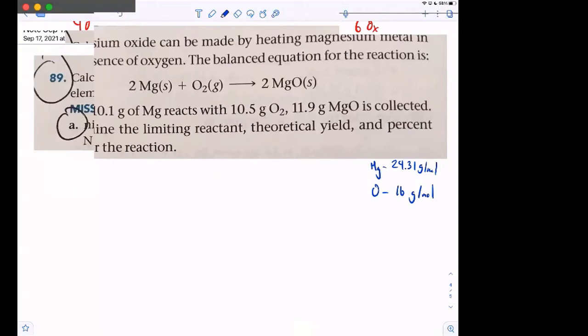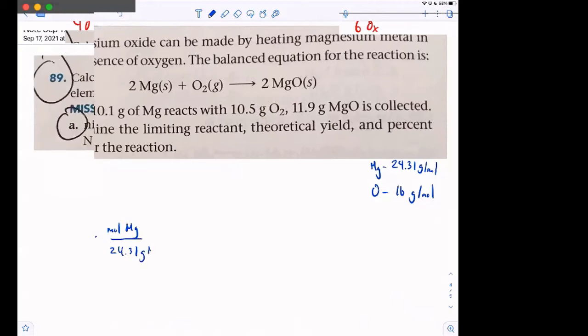So we have 10.1 grams of magnesium. I want to go from grams of magnesium to grams of magnesium oxide. How do I get from grams of magnesium to grams of magnesium oxide? I'm going to convert to moles of magnesium. Then I'm going to look at the ratio from the balanced chemical equation. And then I'm going to go back from moles to mass for magnesium oxide. So let's go to moles magnesium.